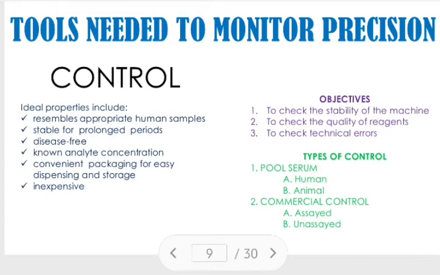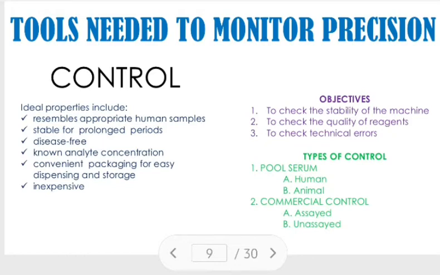Next, we have types of control. We have two types of control. We have the pool serum control and commercial control. For the pool serum control, it is a serum obtained from a number of individuals. So we have human and animal.